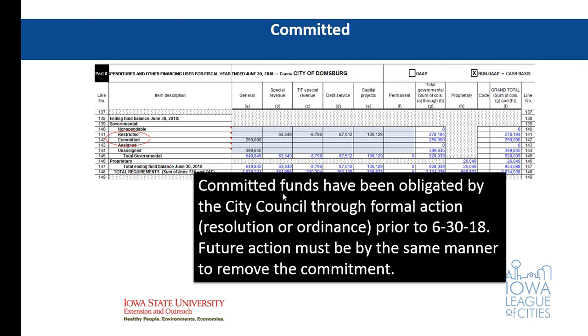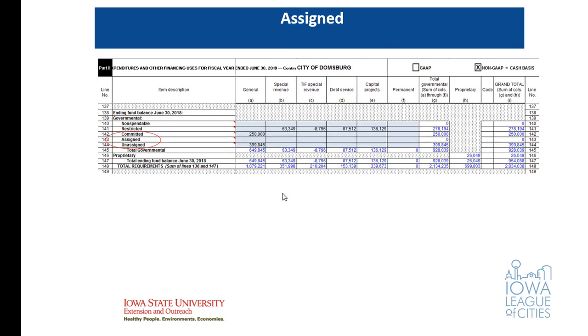For committed funds, that is when the council, in formal action, meaning in writing by resolution or ordinance, prior to the end of the fiscal year, says we're going to commit these funds to a revolving fund, or we're going to use these funds for XXY. But it's got to be done by either resolution or ordinance and prior to June 30, so that you know, and so do all the citizens who read the minutes in the newspaper, exactly what they're committed for.